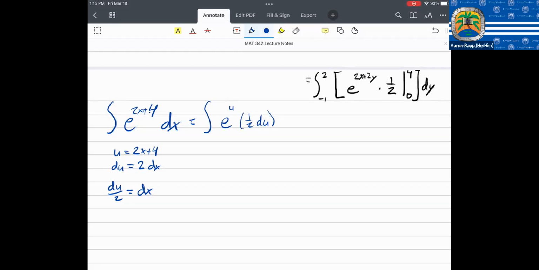Now that's a constant multiple of 1/2. And what do I do with that constant multiple of 1/2? Pull it out front, right? I can always pull constant multiples out in front of the integration. Which means this is 1/2 times the antiderivative of e to the u with respect to u. What's the antiderivative of e to the u? It's e to the u itself. It's its own derivative and its own antiderivative.